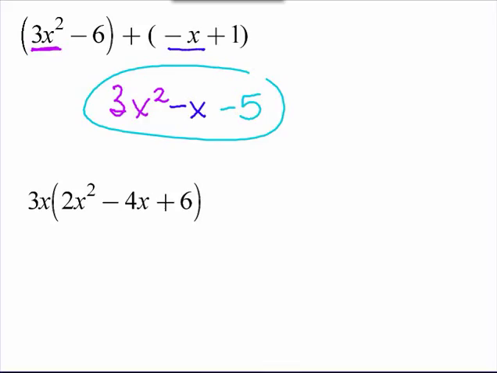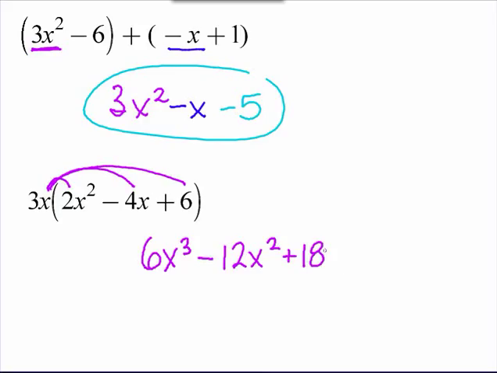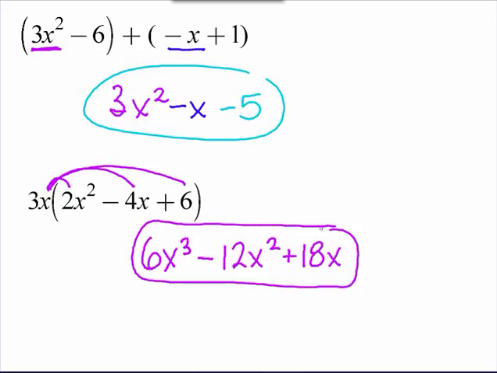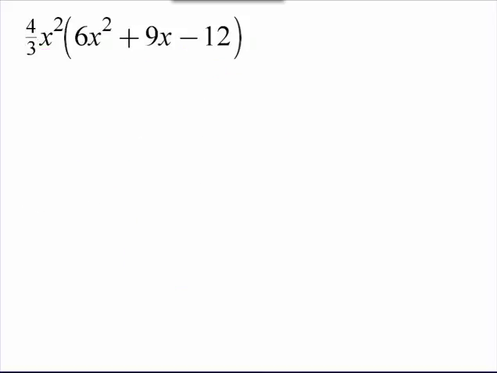Alrighty, the bottom one. Yep, that's all I'm going to do. Distribute. That makes it 6x cubed. Plus minus 12x squared. And then what? Plus 18x. That's all you do. Distribute. Okay, that looks like pain. Two more to look at.